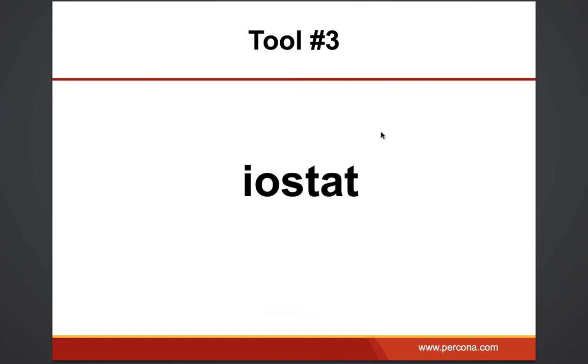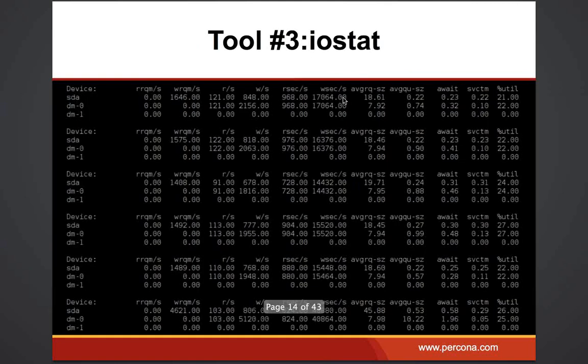So if top or vmstat gives you any indication that the problem might be in the I/O subsystem, remember the WA column. Then I would go to iostat or pt-diskstats. We're only going to show the extended device report here in this screenshot, which is the one you should always use anyway. So that's the -dx options for iostat.